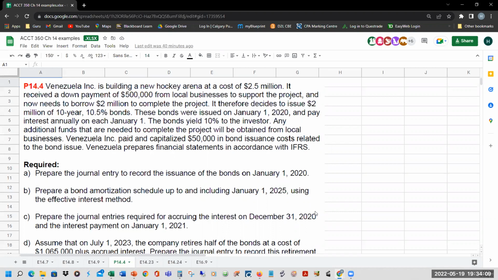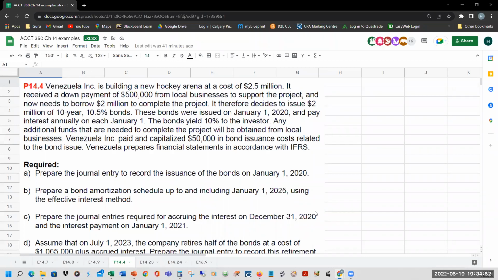It received a down payment of $500,000 from a local business to support the project and now needs to borrow $2 million to complete the project. It therefore decides to issue 2 million of 10-year, 10.5% bonds. Now, 2 million is the face value. 10-year is the time to maturity. 10.5%, folks, keep in mind, that's your stated rate, the bond rate, the coupon rate. That's the rate at which interest is going to be paid. These bonds were issued on January 1st, 2020, pay interest annually on each January 1st.